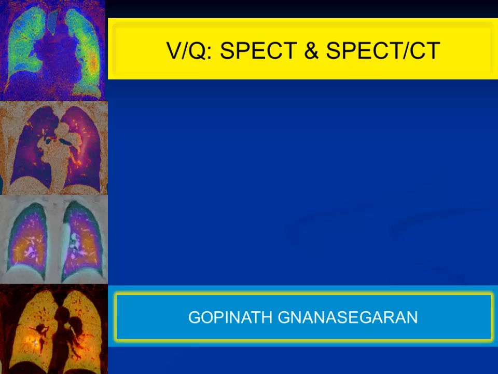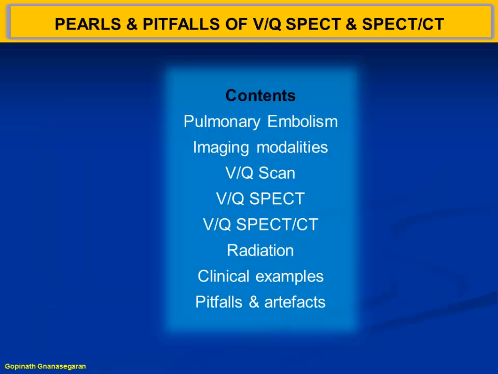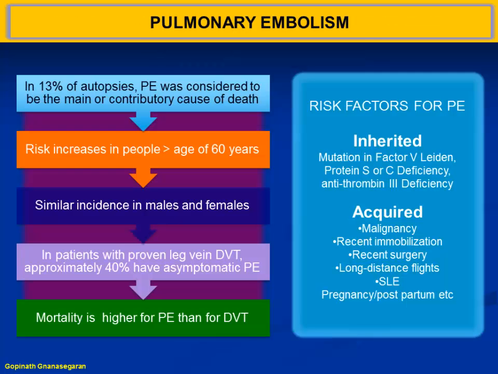Holistic approach means what the EANM recommends is when you report a VQ scan, you have to be saying positive for PE or negative for PE. So they have taken out all the probability scans. In the past, we used to say it's a low, intermediate, and high probability. So currently, the recommendation is we need to be specific whether there is PE or no PE based on the VQ scans. So I'll cover all these aspects for the next 20 minutes.